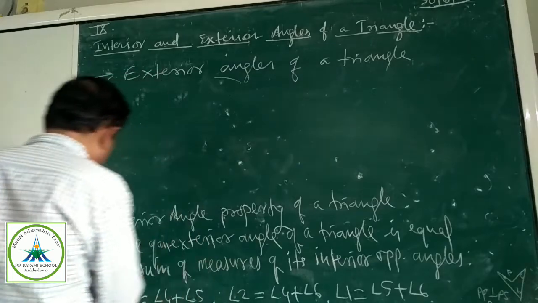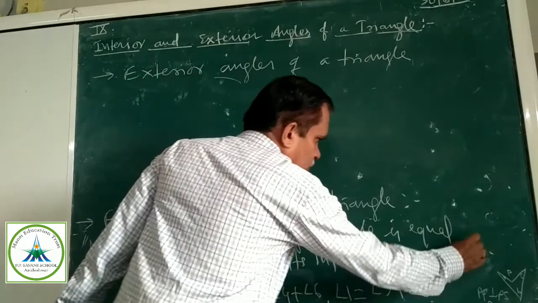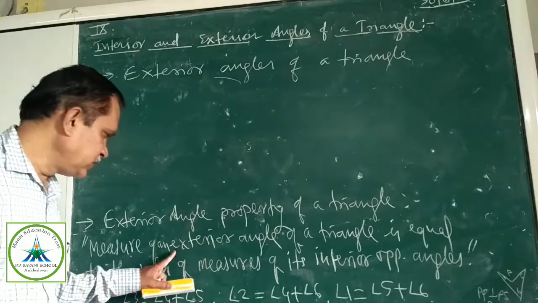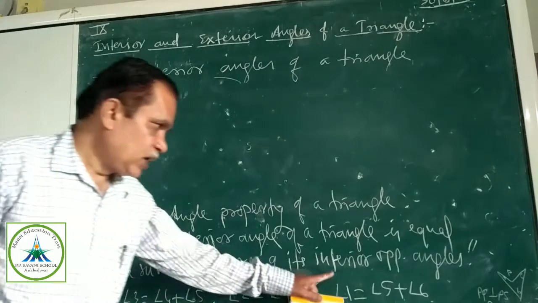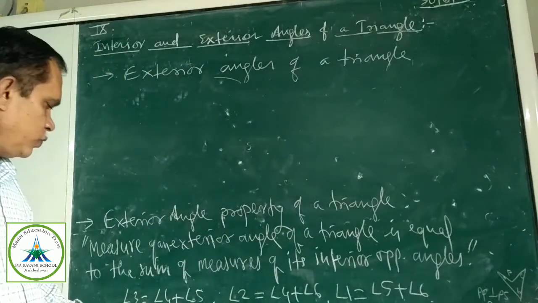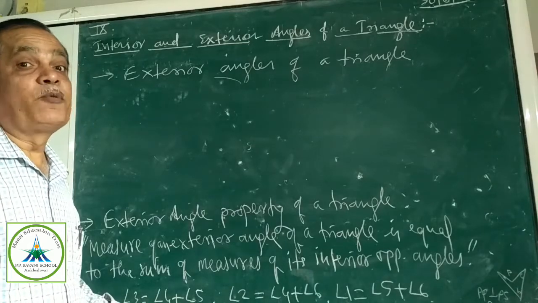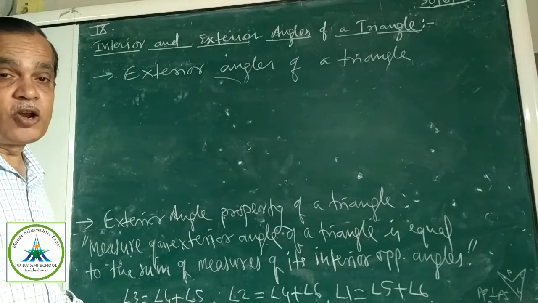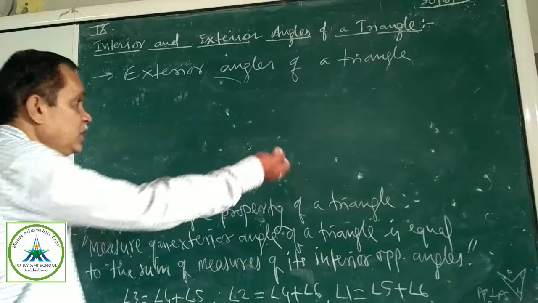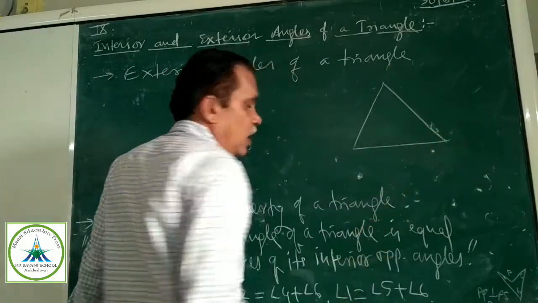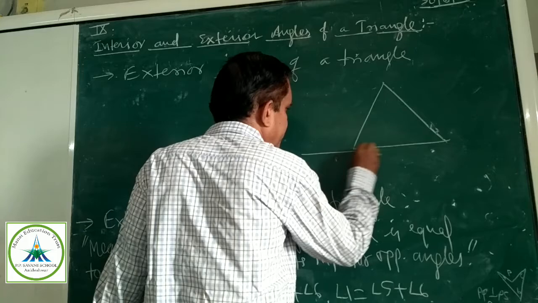See, what is given to you? This property is there. What is given? Triangle. What is given? Exterior angle of the triangle, interior opposite angles. What to prove? Sum of interior opposite angles equal to the exterior angle of the triangle. Now see, I am drawing one triangle. I am producing one side.